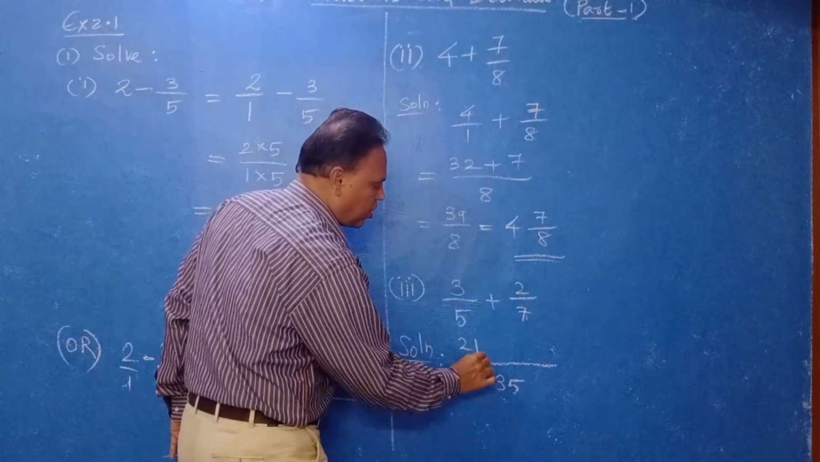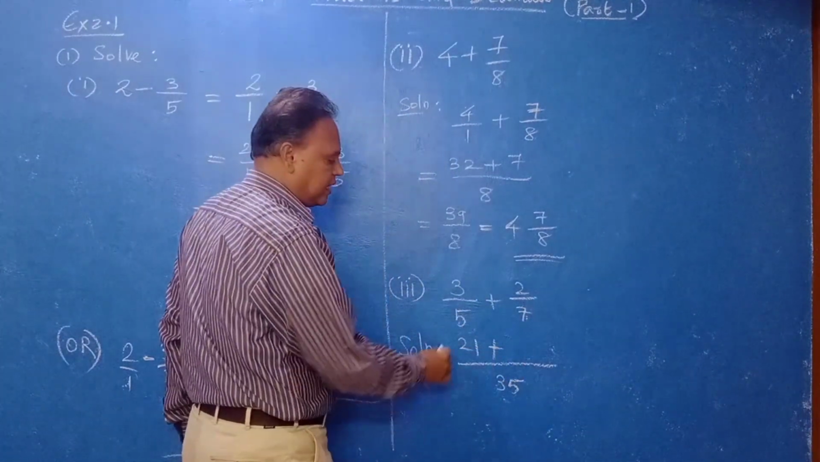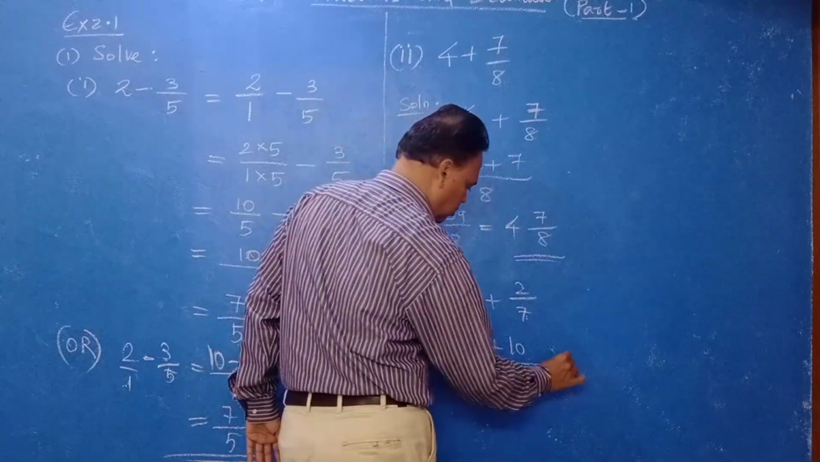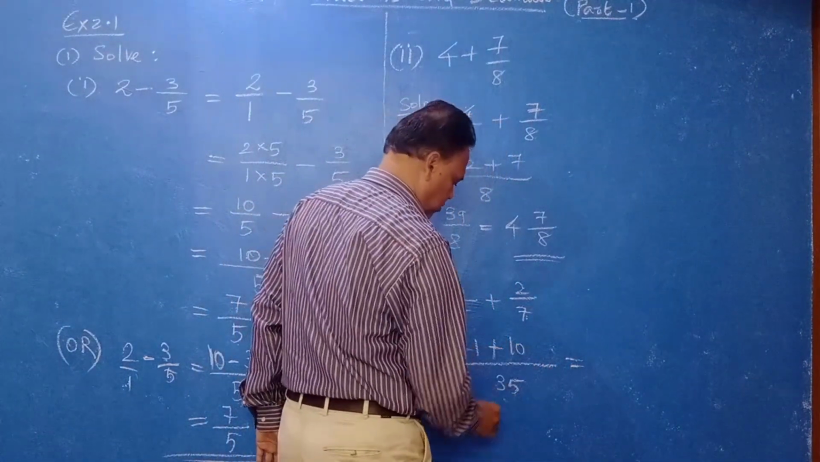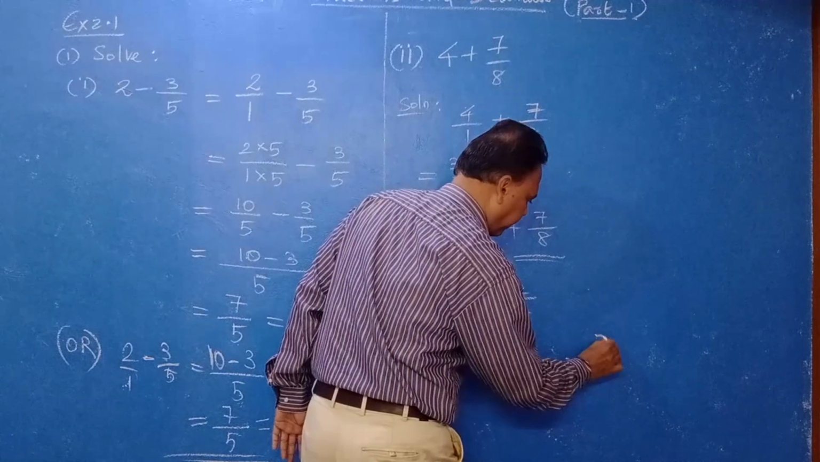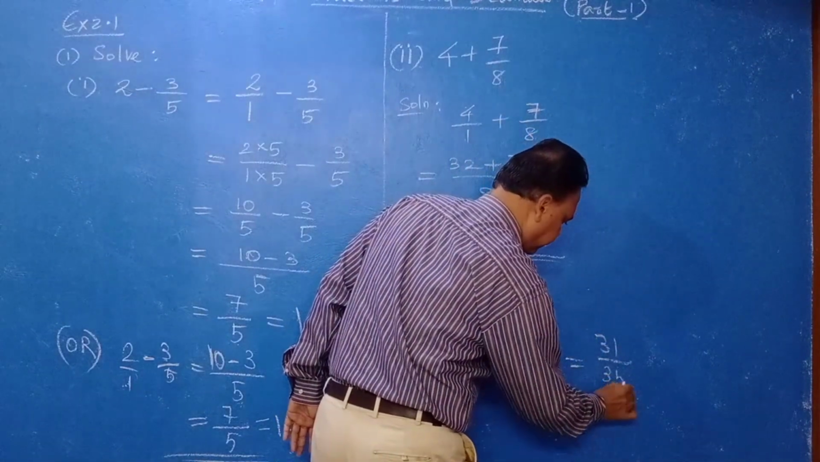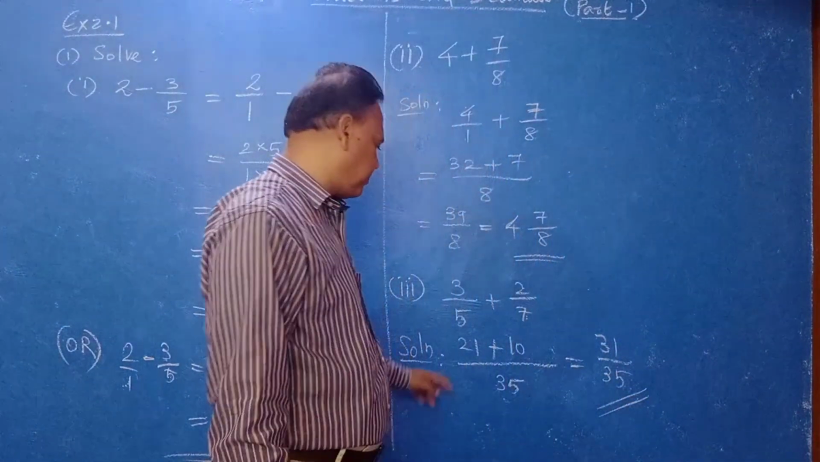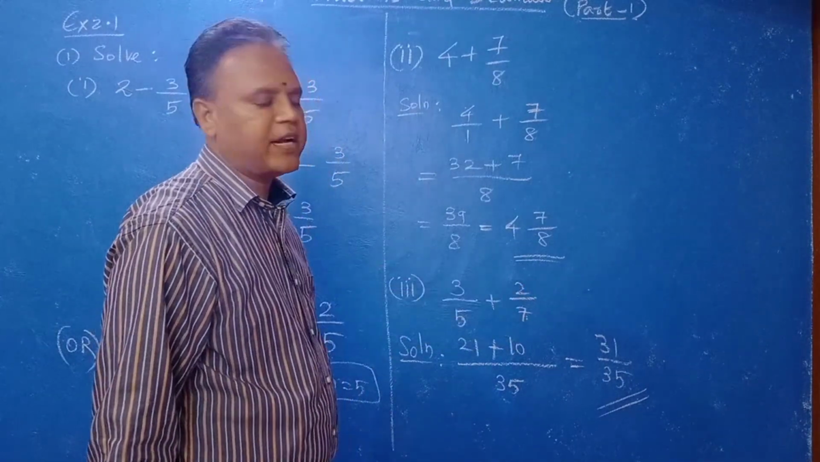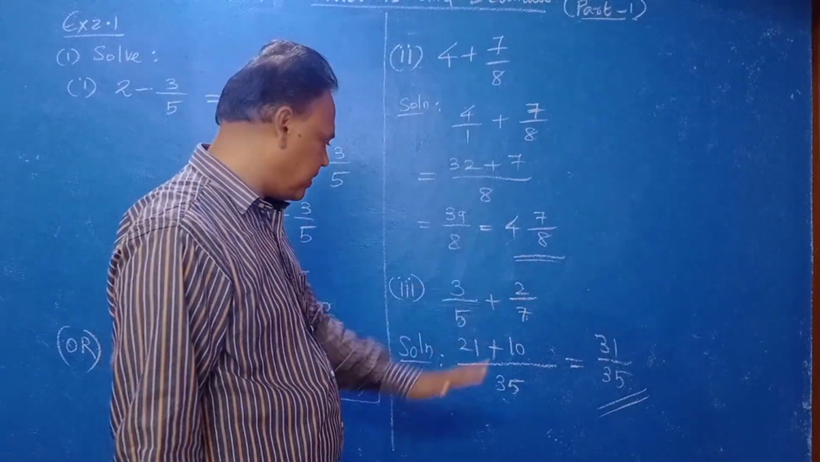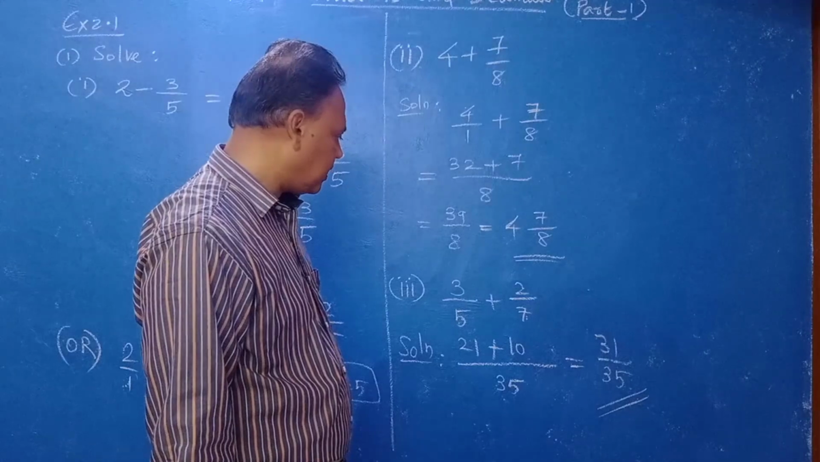Now this 7 you multiply here. How much? 21. Plus symbol there means plus you write. This 5 you multiply, 10. So this can be written as how much? 31 by 35. Okay, 31 by 35 is the proper fraction. Keep it as it is. Clear?